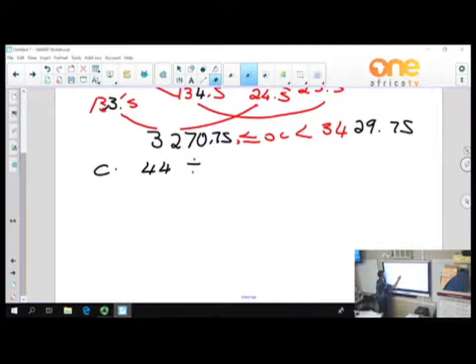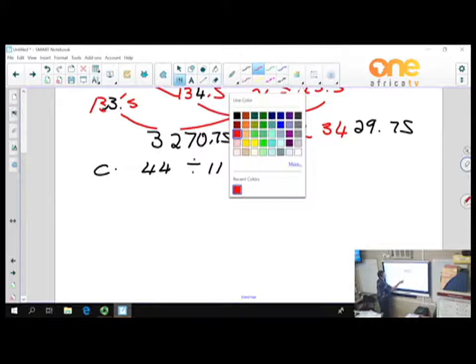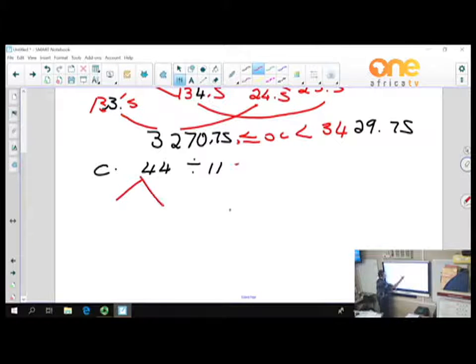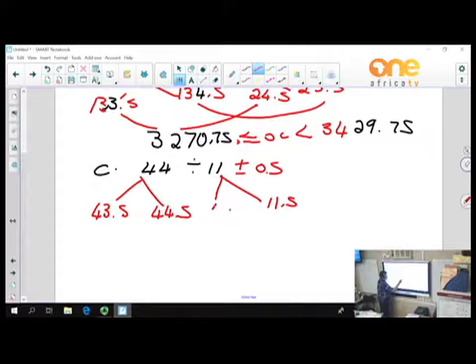Number C says 44 divided by 11. 44 divided by 11. It's still to the nearest whole number. So it is plus or minus 0.5. So the upper bound here is 44.5 and the lower bound is 43.5. Here the upper bound is 11.5 and the lower bound is 10.5.